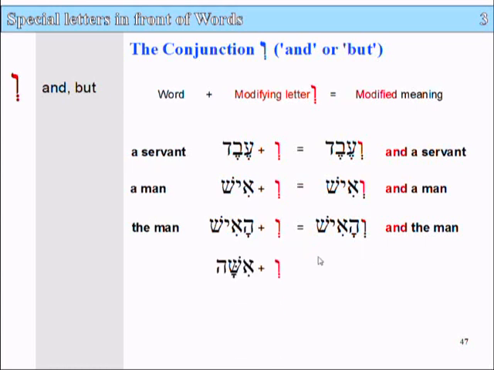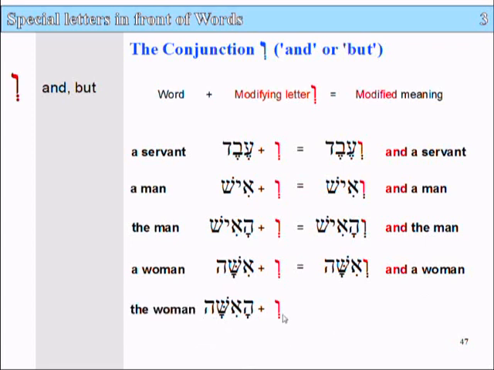We take the word for woman, isha, aleph shin hey, and we add the vav, we get the isha, and a woman. If we take the word ha-isha, the woman, and we add the vav, we get the ha-isha, and the woman, the ha-isha.